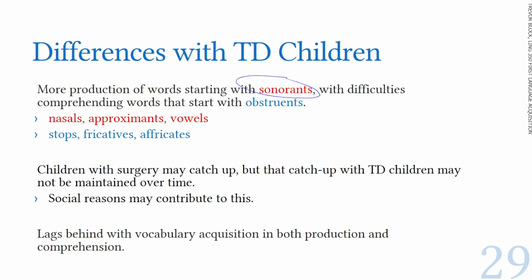So more nasals, approximates, and vowels. These don't require particular articulation or place points in the palate or teeth or upper lip. Children do catch up typically.